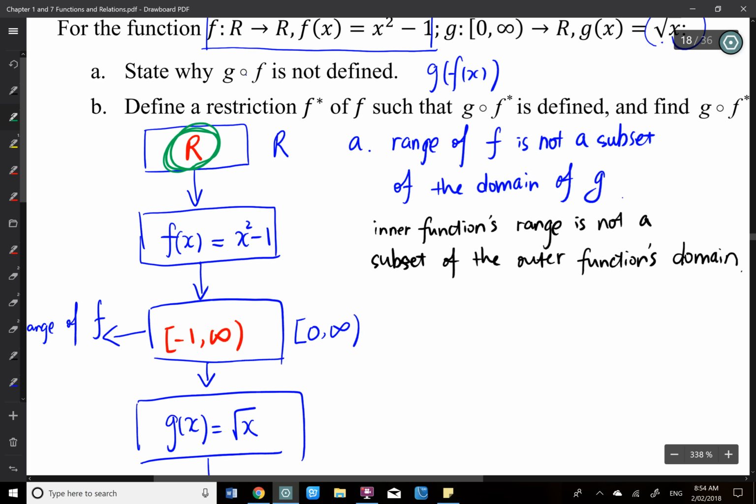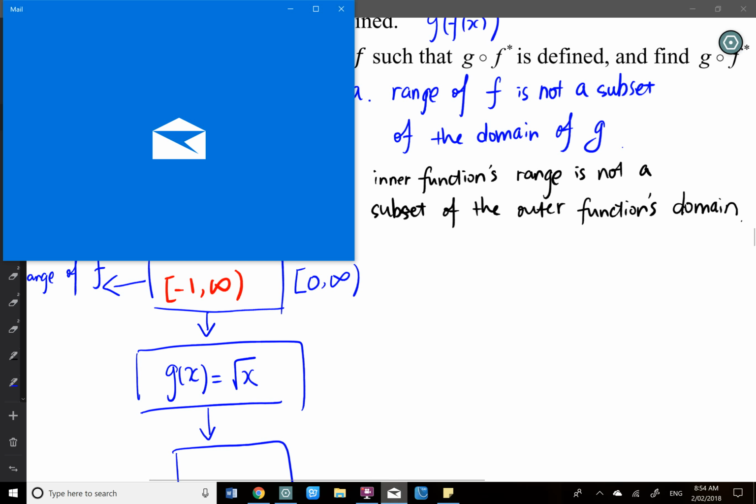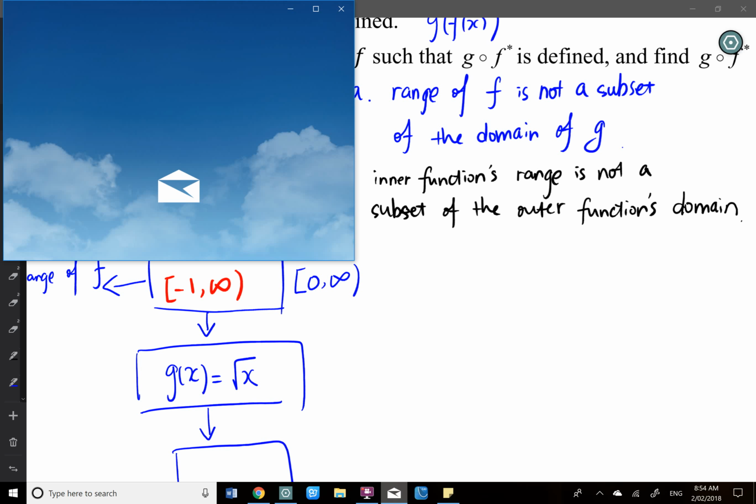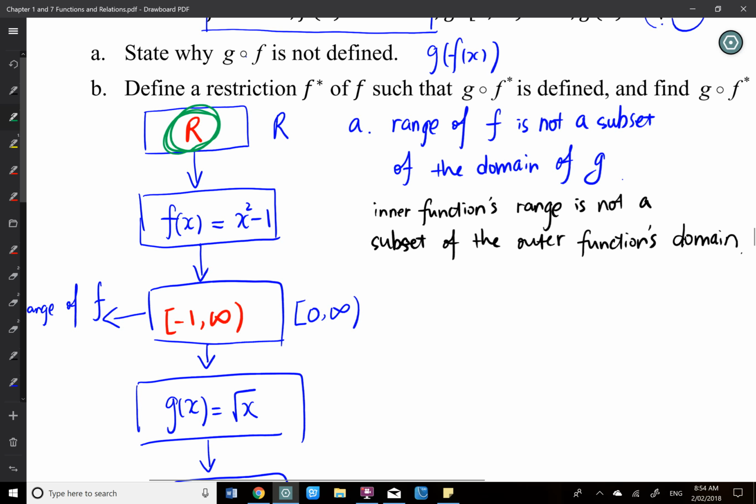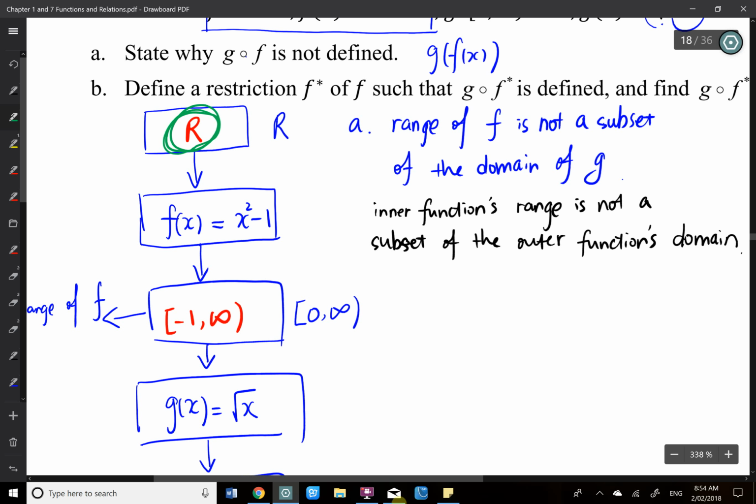Okay, for example, what value does not work? -1 to 0 doesn't work. So how can I make it work? By restricting the R. I'm not going to put all the values in. I've restricted it to some part of the values to make it happen. So what should be in here is 0 to infinity.